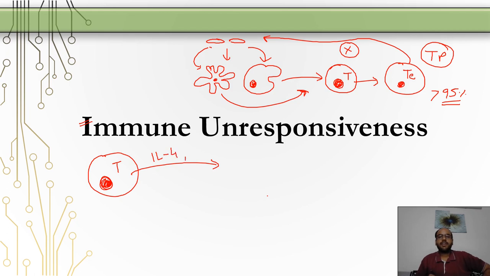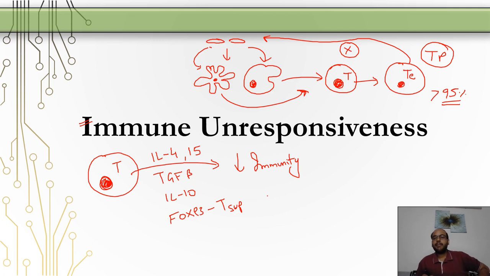under the action of interleukin 4, 15, TGF beta, interleukin 10, FOXP3 subset of suppressor T cells. All of this will lead to a formation of decreased immunity. This will lead to decreased immunity, decreased immune mediated damage to M. leprae.